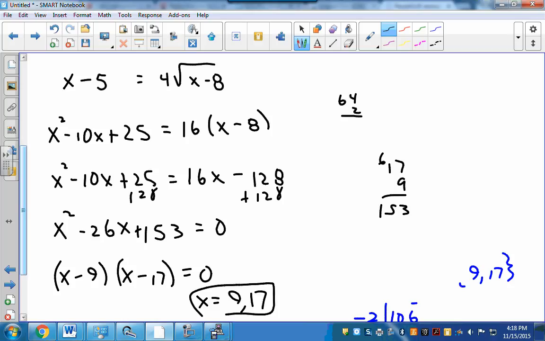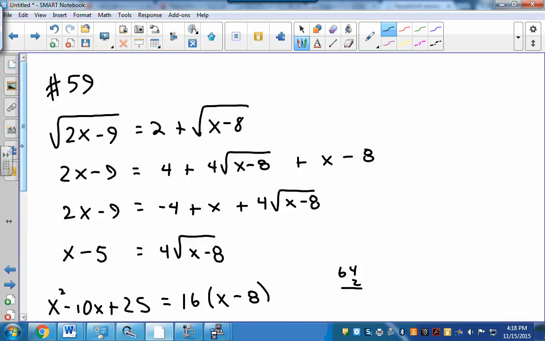When we check, we put the 9 in. 2 times 9 is 18, less 9 is the square root of 9. And we put 9 over there, that's 1. So that's 2 plus 1, that checks. We put the 17 in. 2 times 17 is 34. Take away 9 is 25. And 17 minus 9 is the square root of 8. So 5 is 2 plus the square root of 9, which is 3.